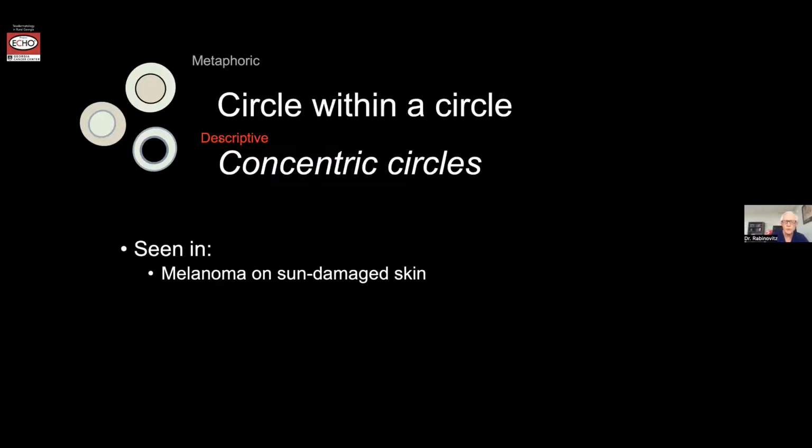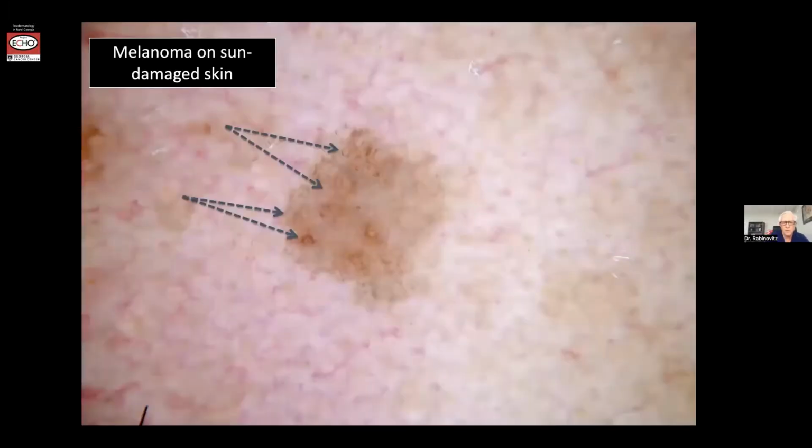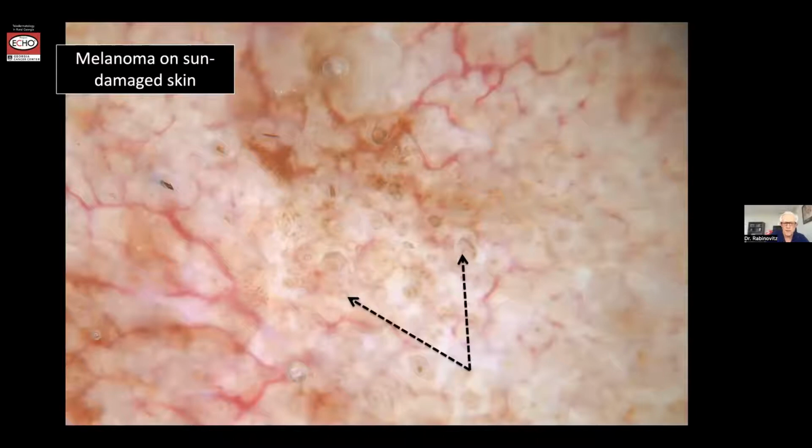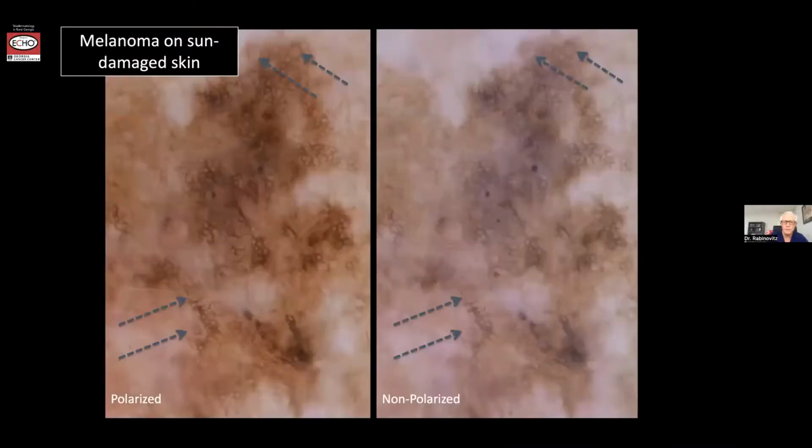Circles, circle within a circle. This is characteristically seen on the face, and this too is often seen in melanomas on sun-damaged skin. Here you can see these small circles, these gray circles. And here again, you can see them more prominently, these gray circles. It actually represents the atypical melanocytes extending down the hair follicles. Two more examples, again, showing you these gray circles.